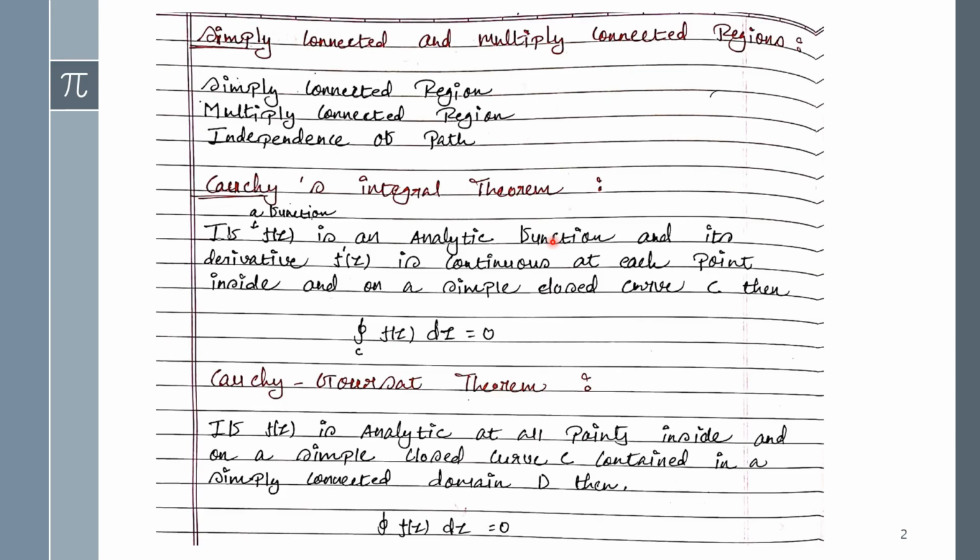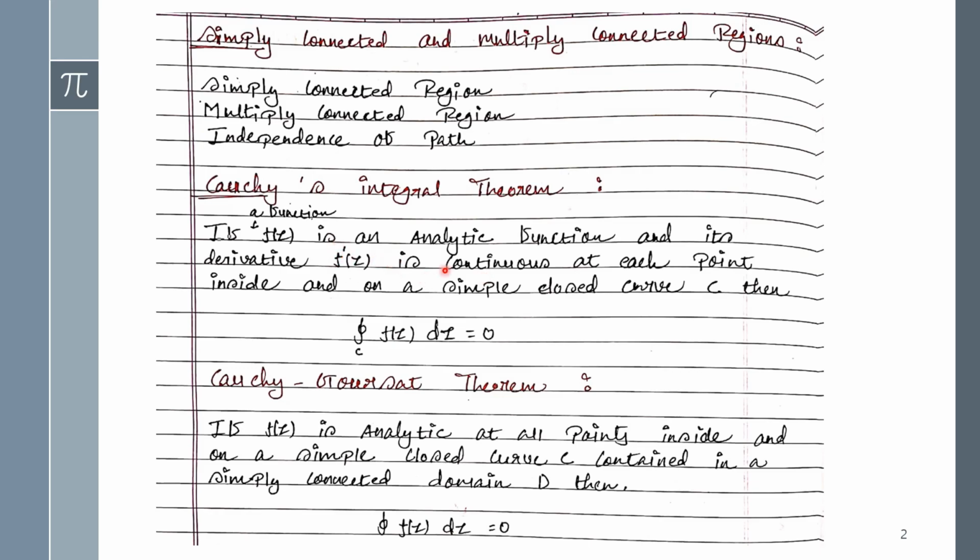We need f of z analytic, and its derivative, we also have to find the derivative of f of z, f dash z. And that will be continuous. Continuous means we can say that the given function will be differentiable. If it is differentiable, then it will be continuous for sure. This one we have studied in the analytic function, in the first unit. So I hope guys you all know very well.